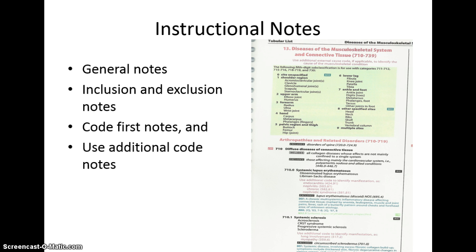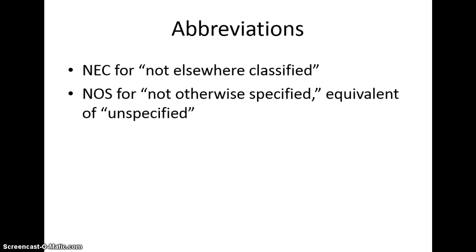Use additional code notes also indicate that if a causal condition was present, it would be sequenced before the code to which this note is attached. Unlike the instructional note code first underlying condition, the code may be used either as a first listed or principal diagnosis if no causal condition is applicable or known. Next, we'll review the abbreviations NEC for not elsewhere classified and NOS for not otherwise specified.